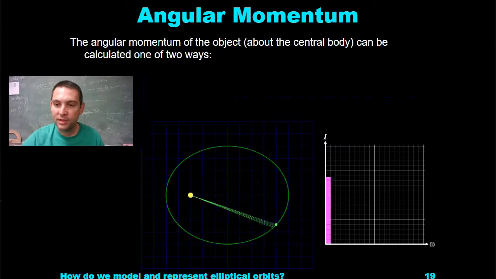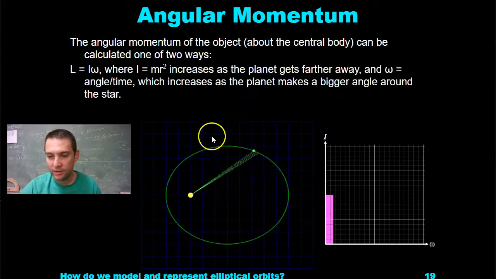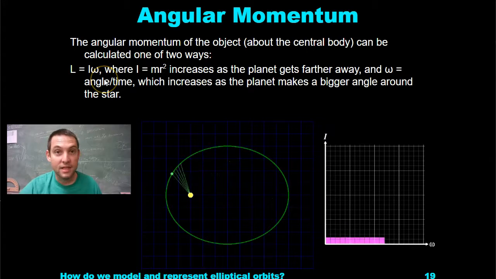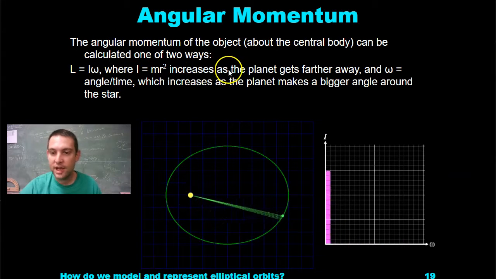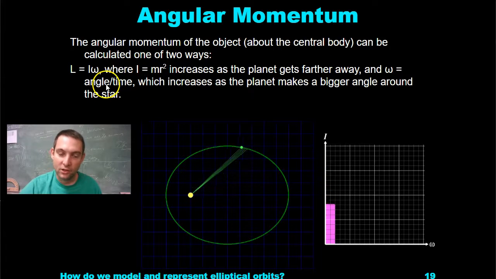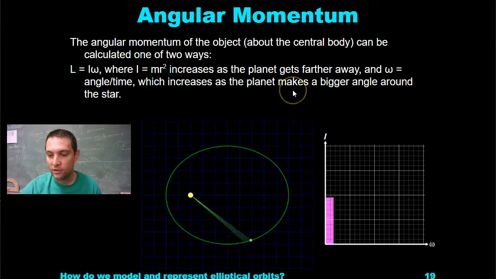The angular momentum of the object about the central body can be calculated in one of two ways. L equals I times omega, where I equals mr squared, increases as the planet gets farther away, and omega, which is your angle over time, increases as the planet makes a bigger angle around the star.